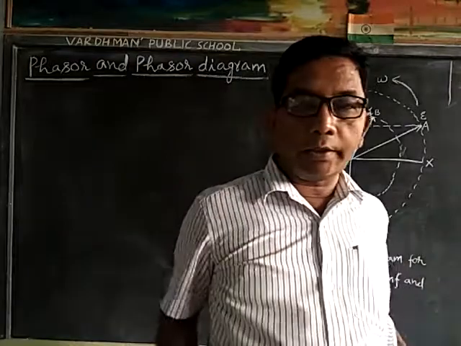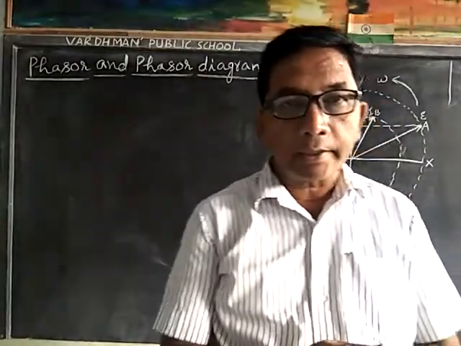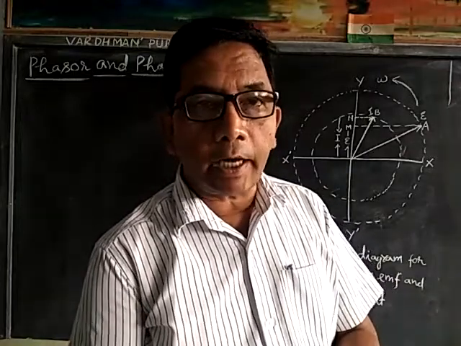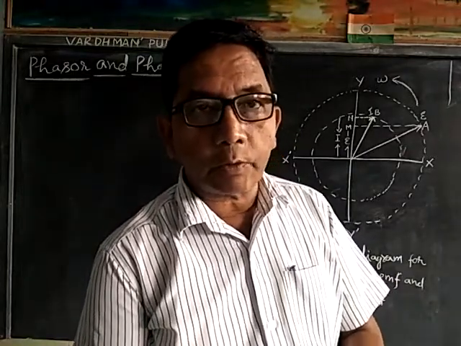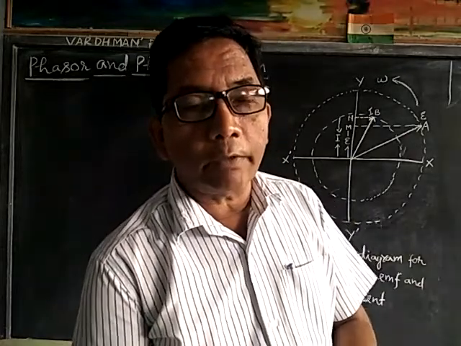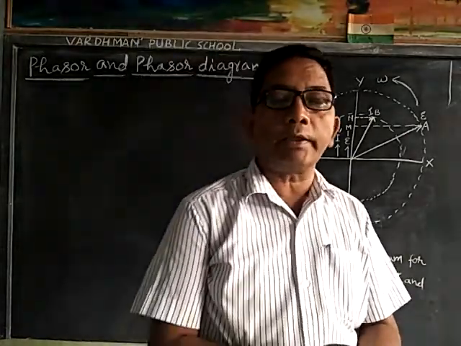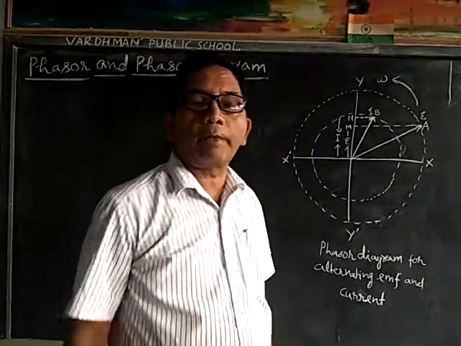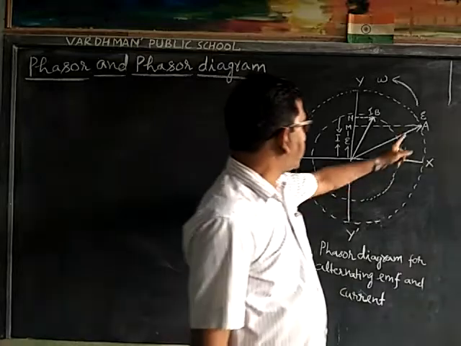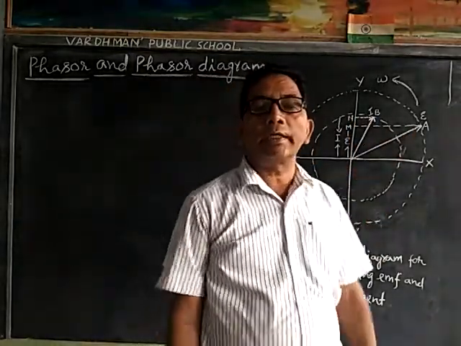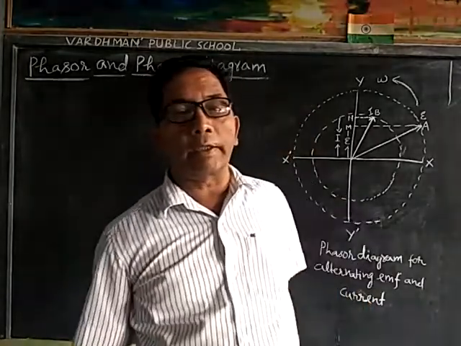Now I will tell you again, a rotating vector that represents a sinusoidally varying quantity is called phasor. This vector rotates with angular velocity which is equal to the angular frequency of that quantity. Its length represents amplitude of that quantity and its projection upon fixed axis gives instantaneous value of that quantity.